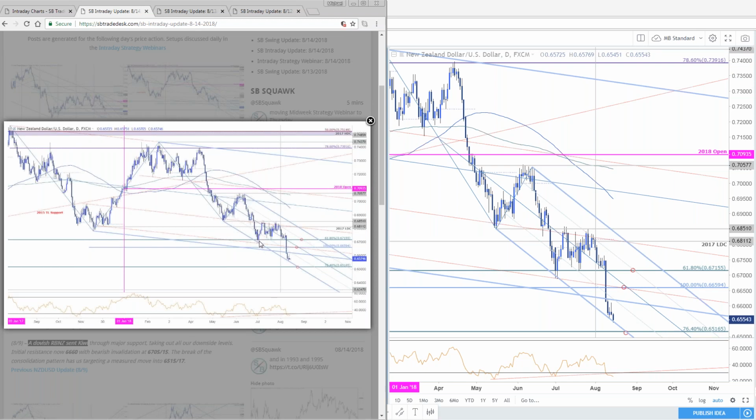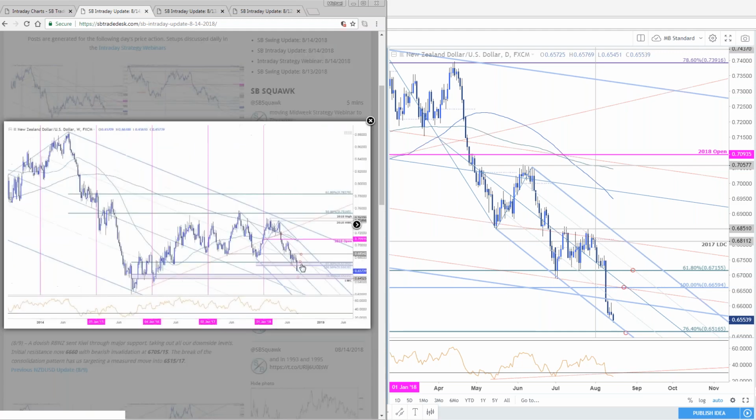The lower parallel caught support. We're testing that right now. The median line has been a decent pivot. I wouldn't call it anything major, but it further highlights 66.60, which on the weekly charts was the bottom of the big range that we talked about, which broke last week.